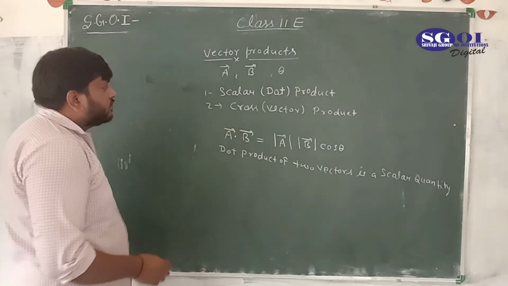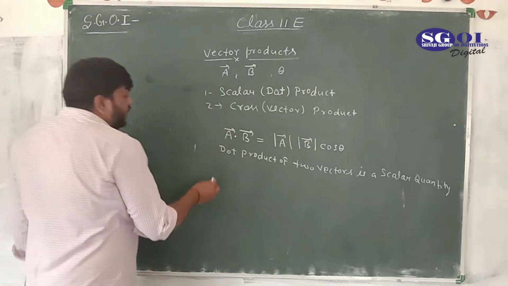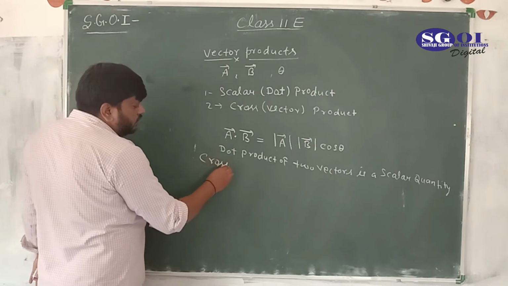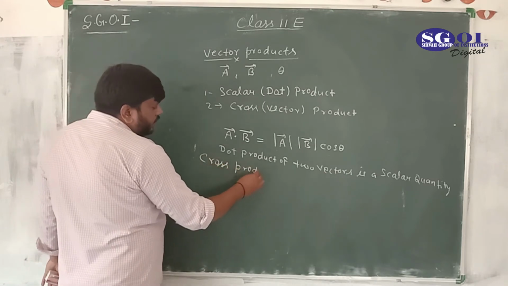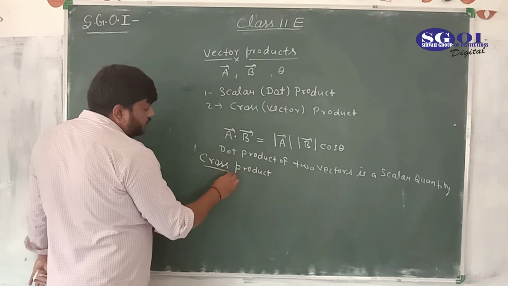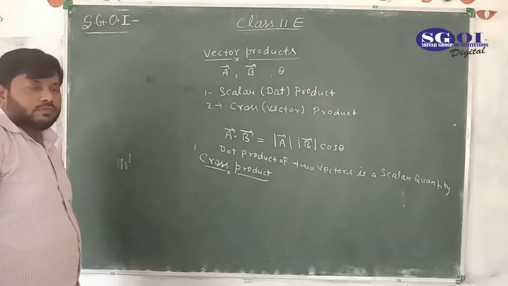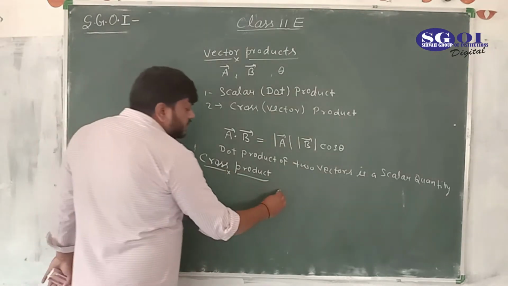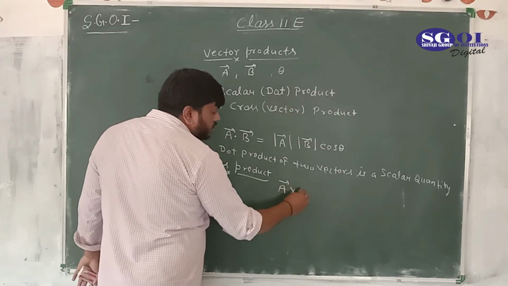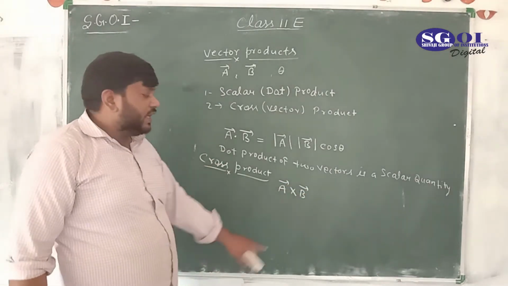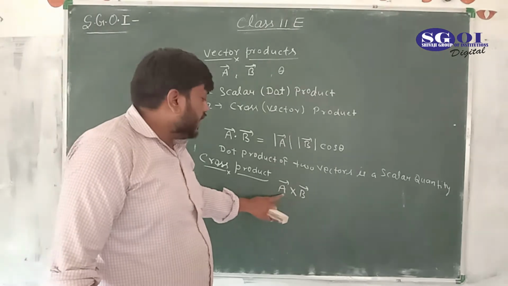Okay. Let's see the cross product. The cross product formula is A cross B. We won't say here "into" again. This is A cross B.